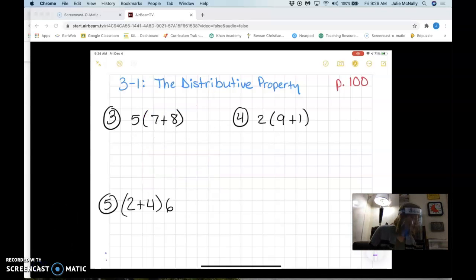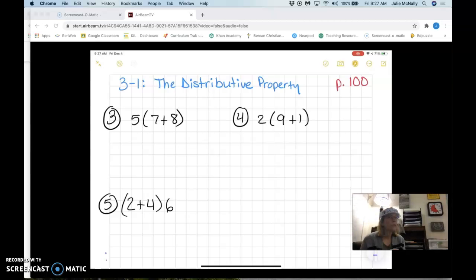Okay, so on page 100, number 3, it says use the distributive property to write each expression as an equivalent expression, then evaluate it. So I actually want to show you 2 ways to solve number 3. Because we have all numbers this time and no variables, we can use order of operations to solve this, or we can use the distributive property and we'll get the same answer.